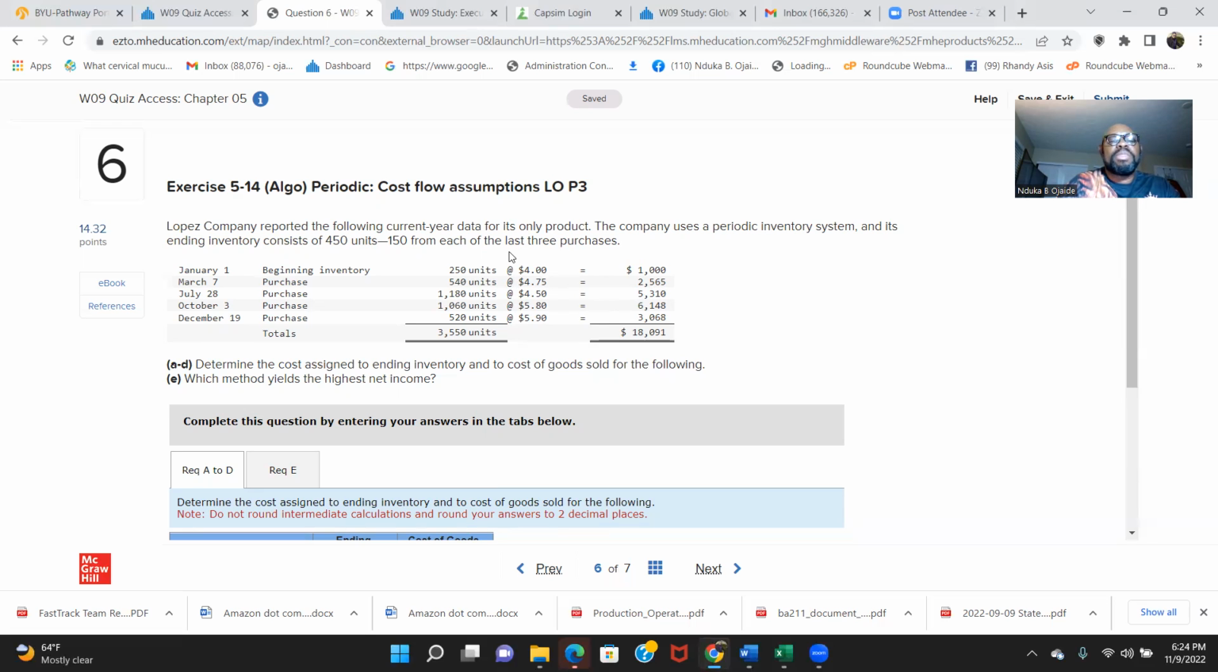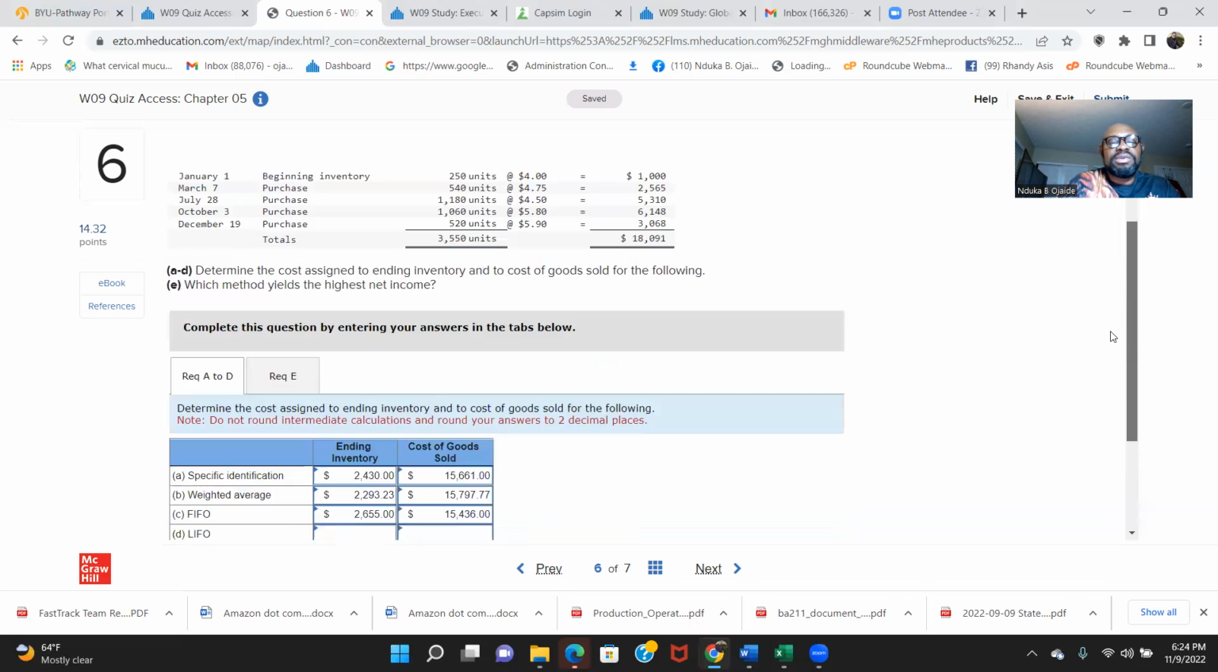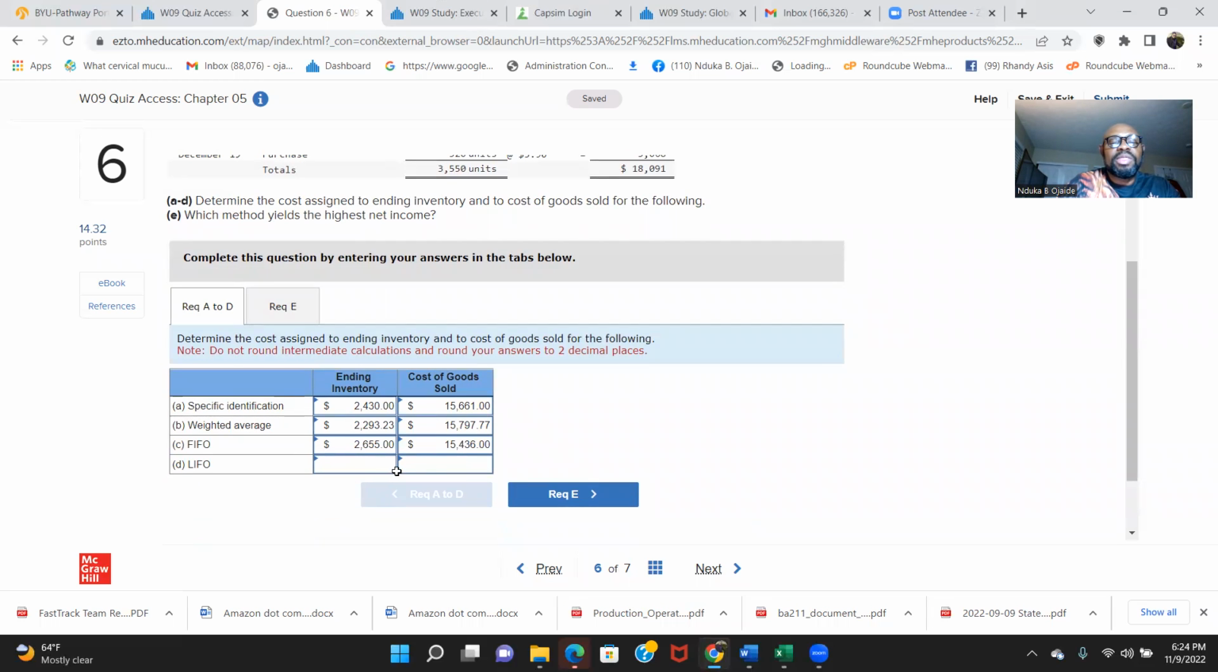So at the end of the day, when you do your calculation, for LIFO, the cost of goods sold gives you 16,141. That's what it gives you. And then the ending inventory will be this amount here, 18,091 minus this, it will give you 1,950. That's what it's going to give you at the end of the day.